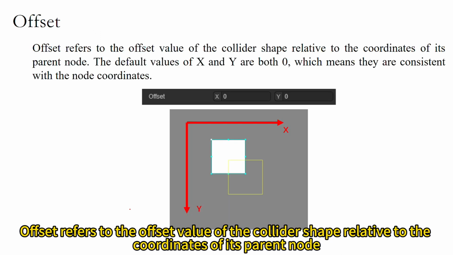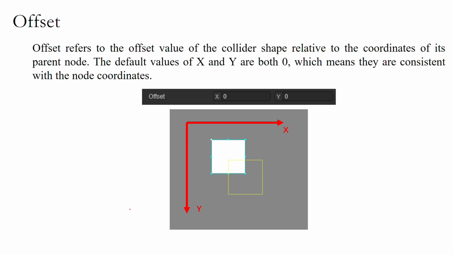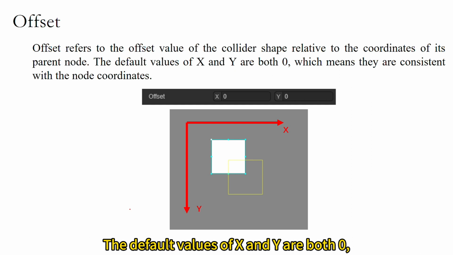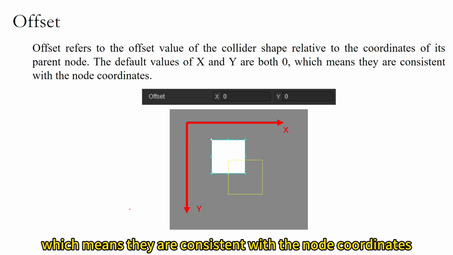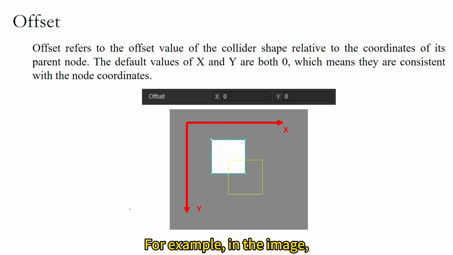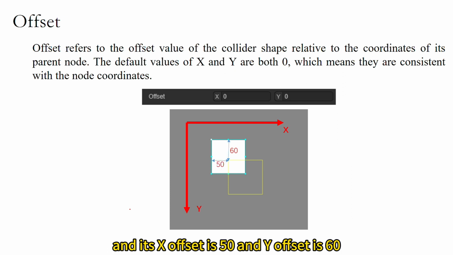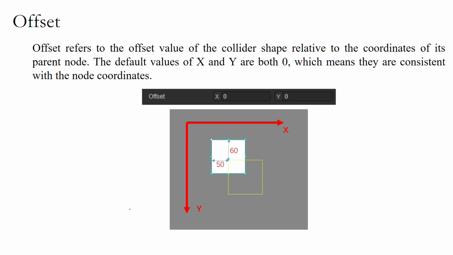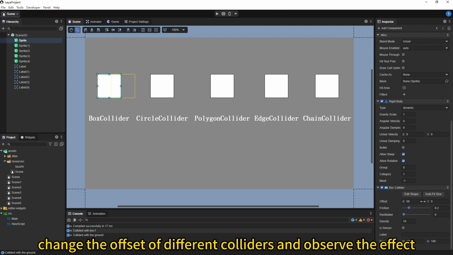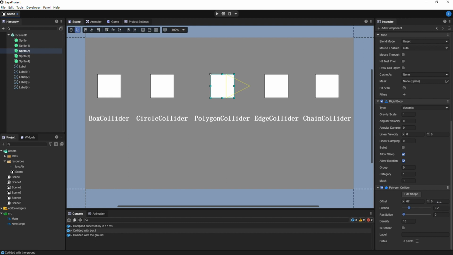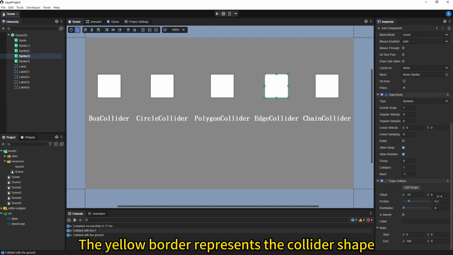Offset refers to the offset value of the collider shape relative to the coordinates of its parent node. The default values of x and y are both 0, which means they are consistent with the node coordinates. For example, in the image, the yellow border is a rectangle collider, and its x offset is 50 and y offset is 60. In LayaIDE, change the offset of different colliders and observe the effect. The yellow border represents the collider shape.